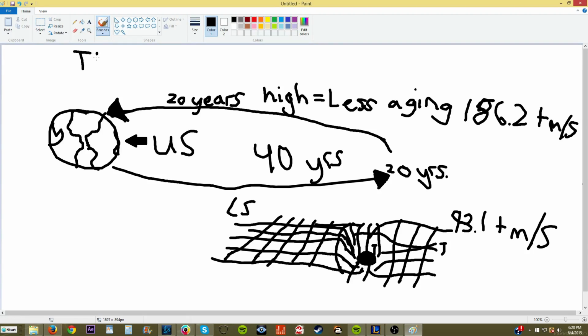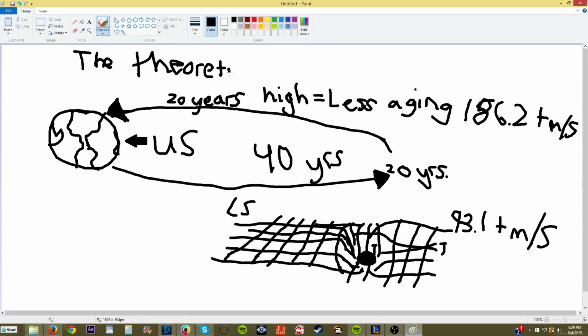Today we're going to discuss the theory of time travel. I'm going to try to explain it as best as I can. And yes, it is theoretical, however, it does have many facts behind it, or mathematical explanations behind it too.